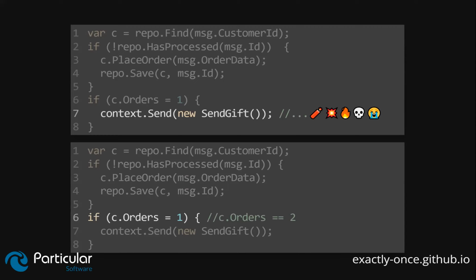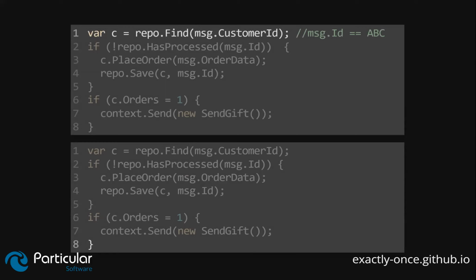We check that condition here, and order count is 2 here. So we just skip line 7 because we don't need to send that customer a gift. It already has 2 orders. Now again, we have another attempt at processing message ABC.